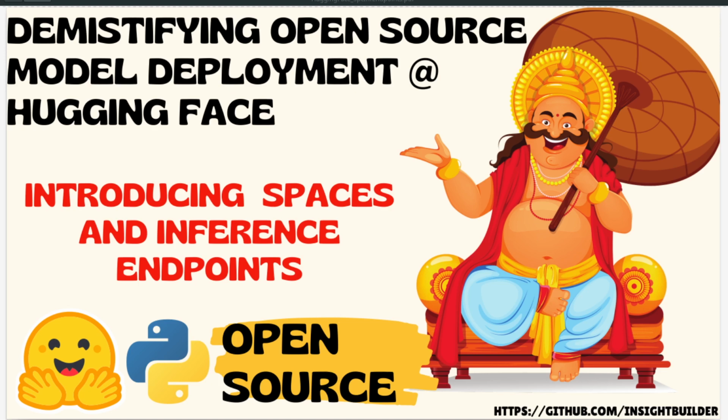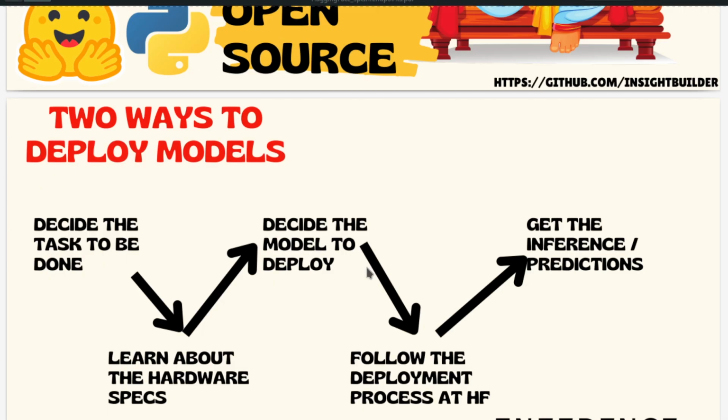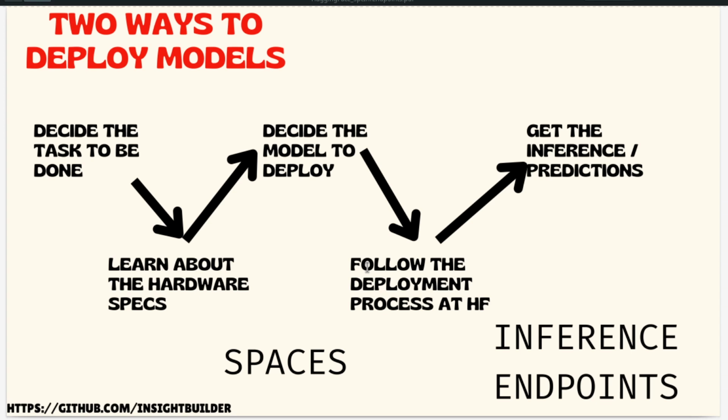Demystifying open source model deployment at Hugging Face. Introducing spaces and inference endpoints. In this discussion, we are going to talk about two ways of deploying open source artificial intelligence models inside Hugging Face. One is using spaces and another is using Hugging Face endpoints.